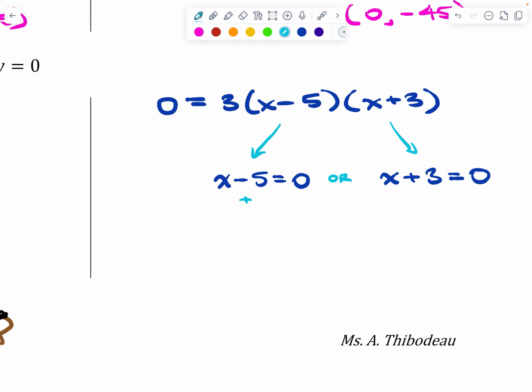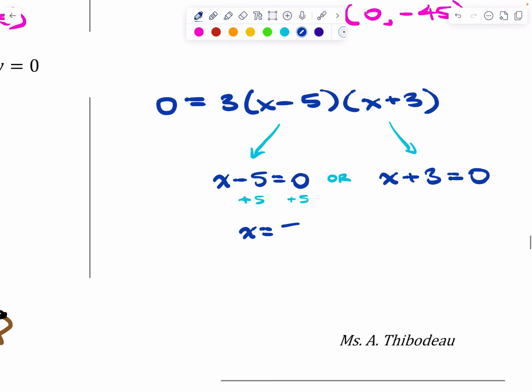So we have to add 5 to the left, add 5 to the right for that equation to tell us that x is 5. And then subtract 3 from the left, subtract 3 from the right for the other equation to tell us that x equals negative 3. There is still an or between that, but it gives us two possibilities. There are two x-intercepts here.